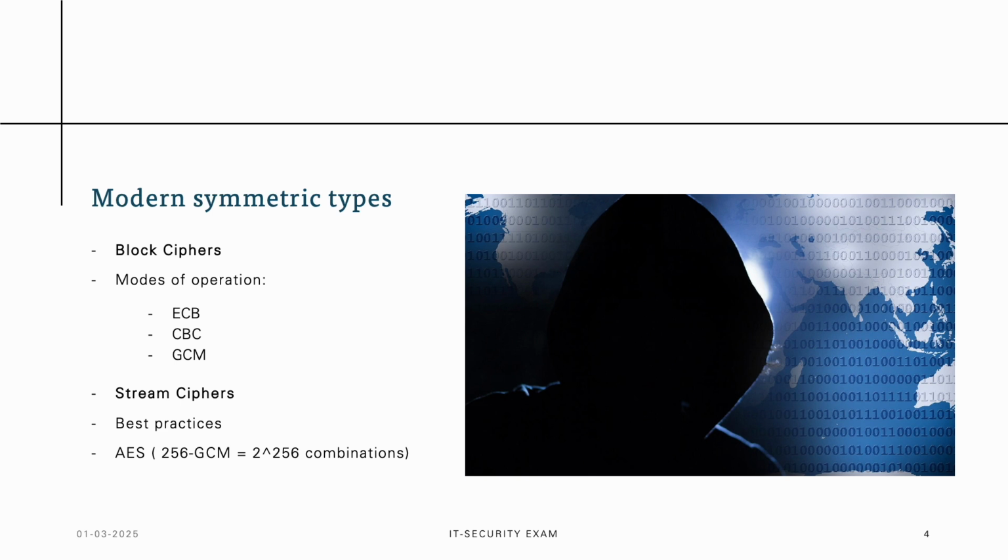The first one is ECB, which is not secure as it creates identical blocks. I had an assignment once where we encrypted an image using ECB, and although the image was blurry, you could still see what it represented.